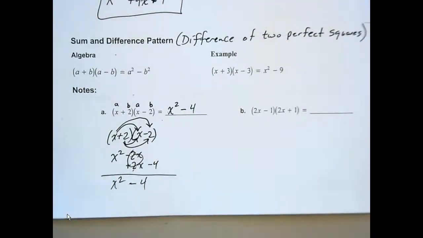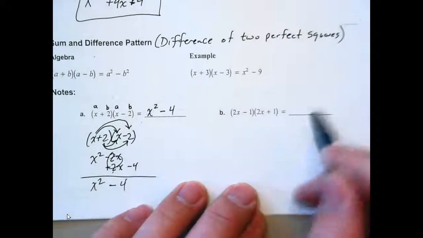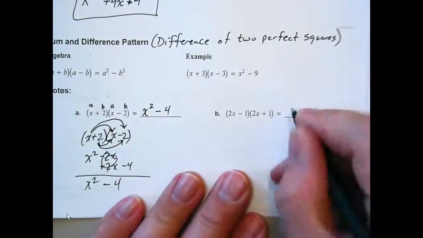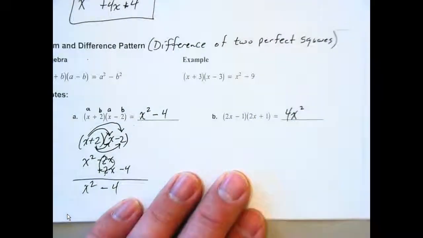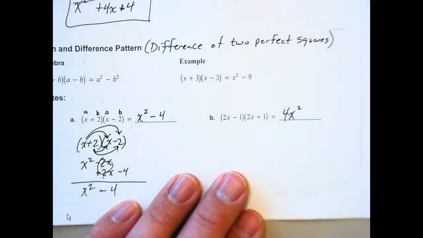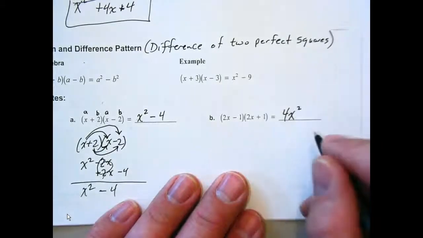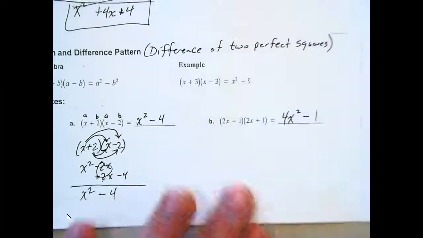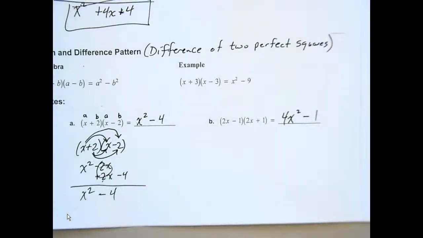It's just quicker. Tell your neighbor what this one would be. I'm just trying to figure out what the last one would be. What's your B term? 1. Negative 1. So x squared minus 1? Right. How many got that? Very good. Any questions?